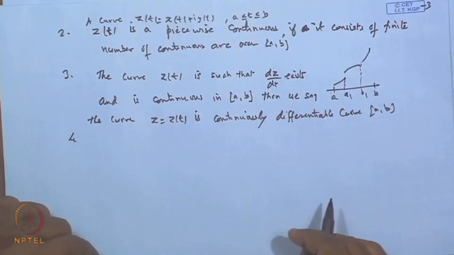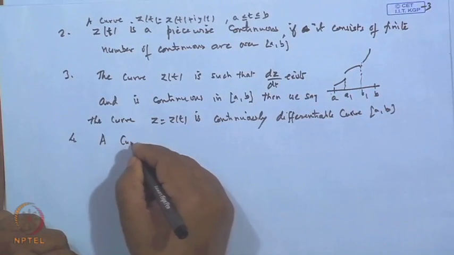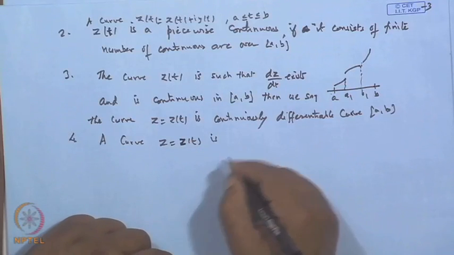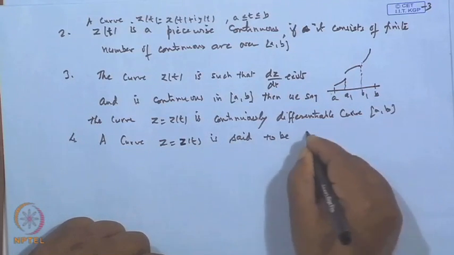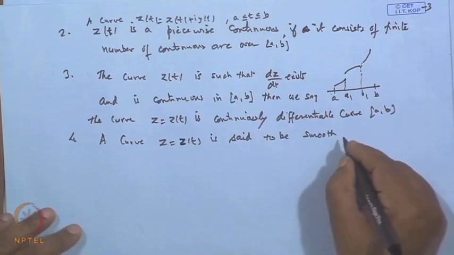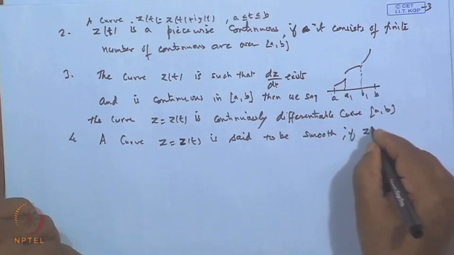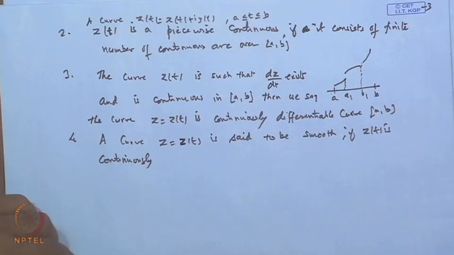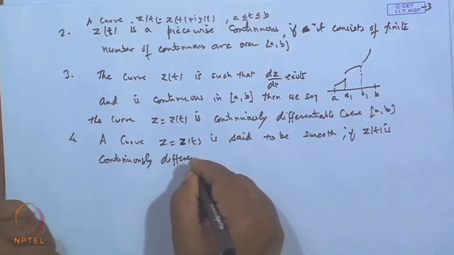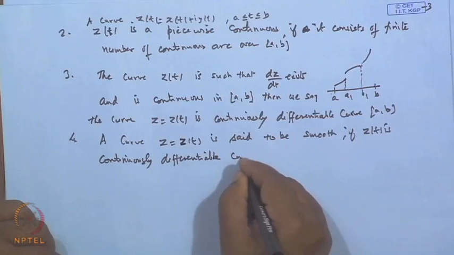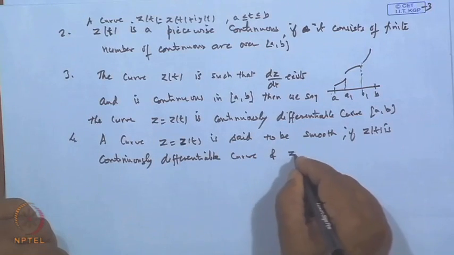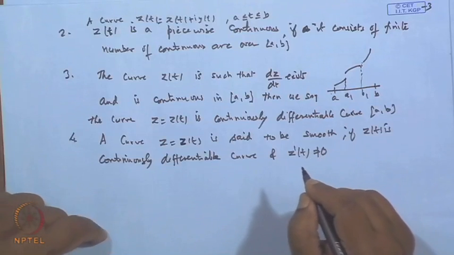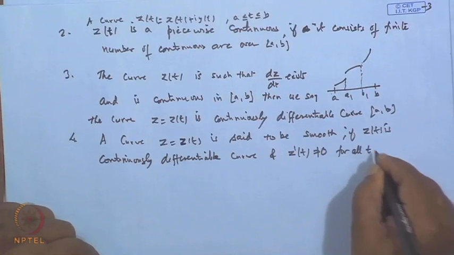Another definition: a curve z equal to z(t) is said to be smooth if z(t) is a continuously differentiable curve and the derivative of this function z(t) is not equal to 0 for all t lying between a b.